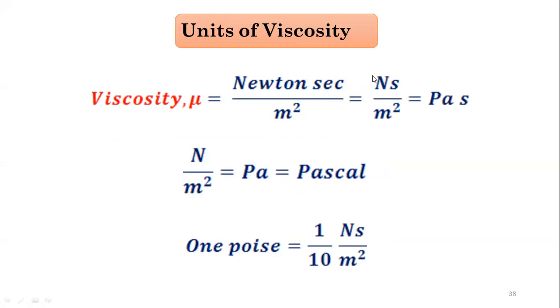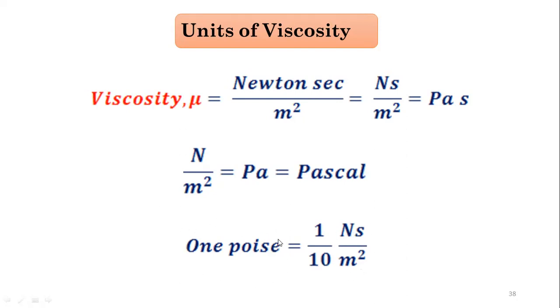Or, as you already know, Newton per meter square is also called Pascal. So the unit is Pascal second. And one more unit for viscosity is poise, in terms of the CGS system. So one poise equals 1/10th of Newton second per meter square.